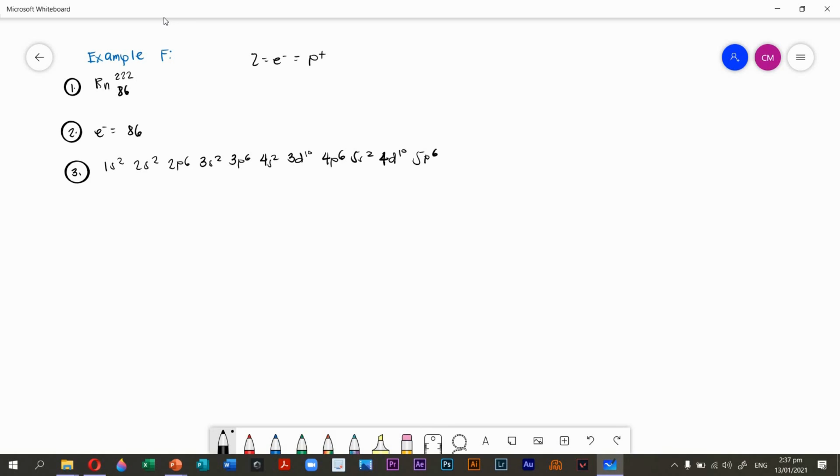And then 6s2. After 6s2 comes 4f14. Yan, may f na. 4f14. And then 5d10. And then after 5d10 comes the last one. It's 6p6. So again, 1s2, 2s2, 2p6, 3s2, 3p6, 4s2, 3d10, 4p6, 5s2, 4d10, then 5p6, 6s2, 4f14, 5d10, and 6p6. Okay? Hope tama rin ginawa ninyo.